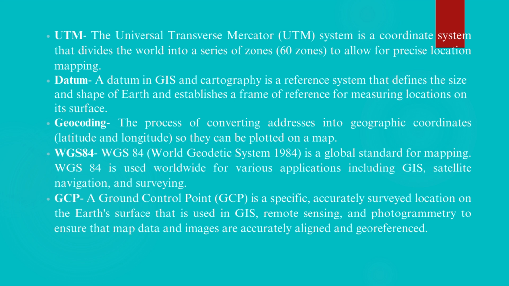Now discuss about most important term of GIS, that is GCP. What is it? A ground control point, GCP, is a specific accurately surveyed location on the Earth's surface that is used in GIS, remote sensing, and photogrammetry to ensure that map data and images are accurately aligned and georeferenced.